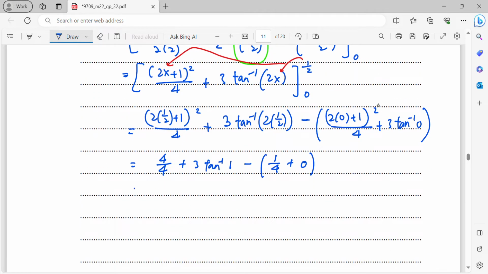Then now, here you will be getting 1 plus 3 times inverse tangent 1, which is pi over 4. Then minus 1 over 4. So at last, you will be getting 3 over 4 plus 3 over 4 pi. And then from here, I can factorize 3 over 4, and then you will get 1 plus pi. So that's the solution of this question.